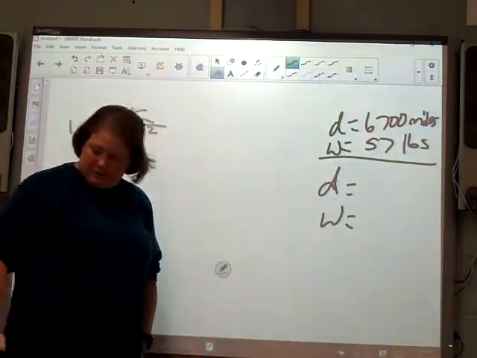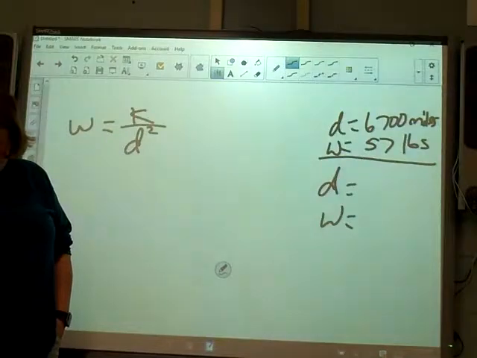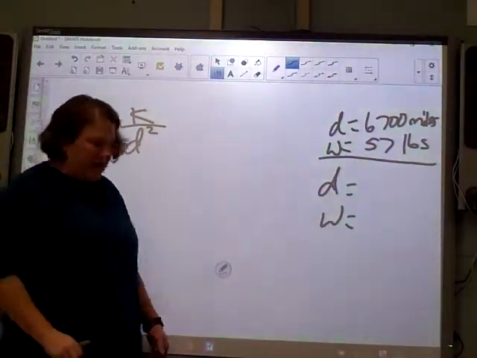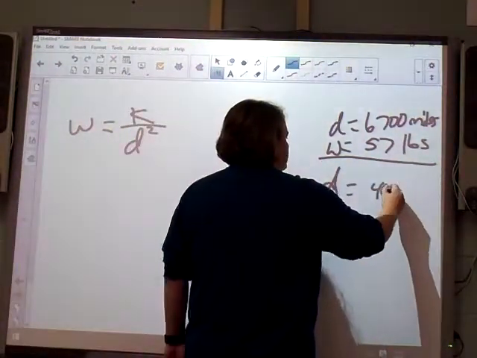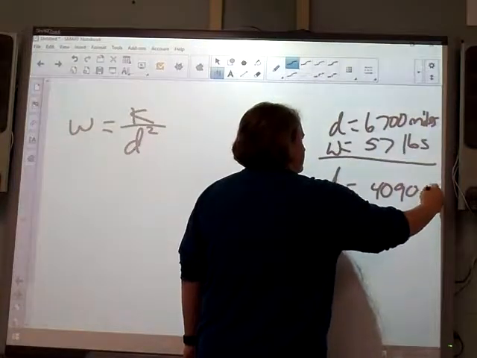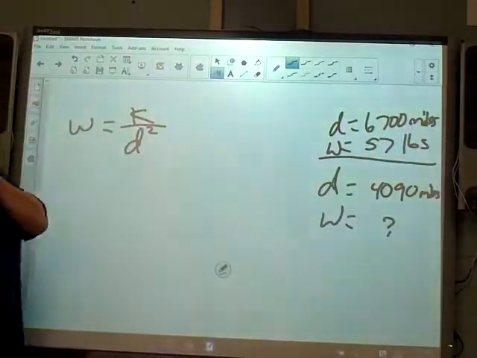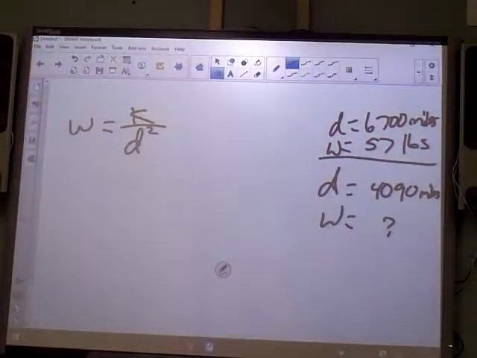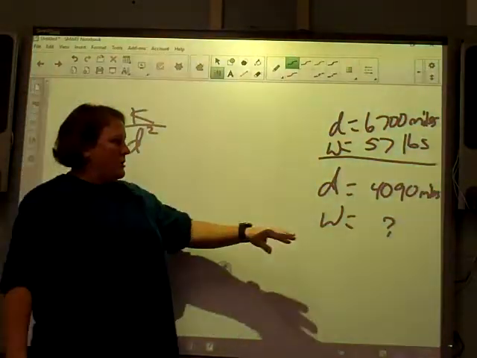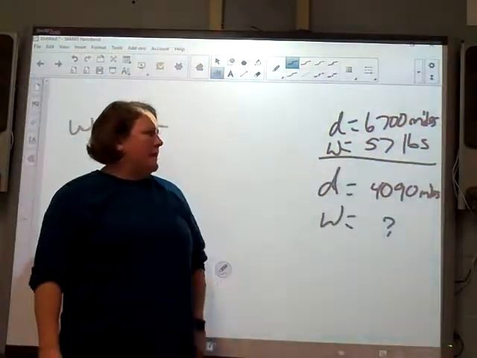Okay, here's what we've got to go with now. The minimum distance from the center of the Earth is 4,090 miles. How much will the astronaut weigh there? Alright, so let's think about it, see what kind of answer we expect. Would we think our weight's going to be more than 57 pounds or less?